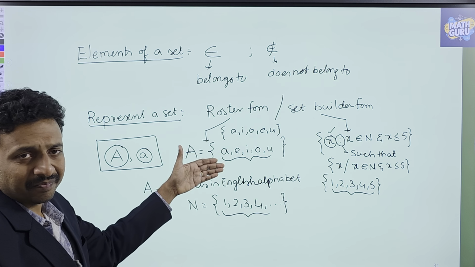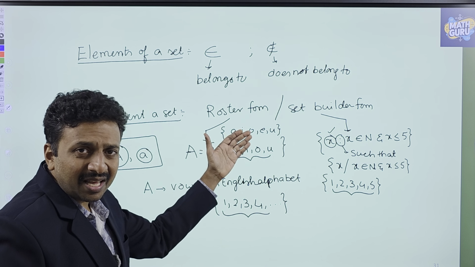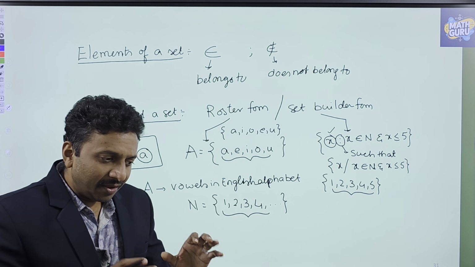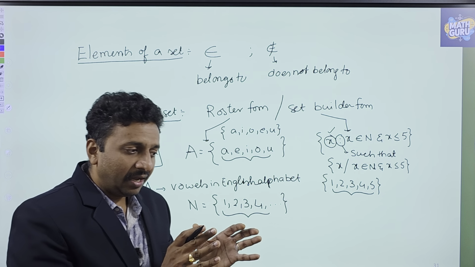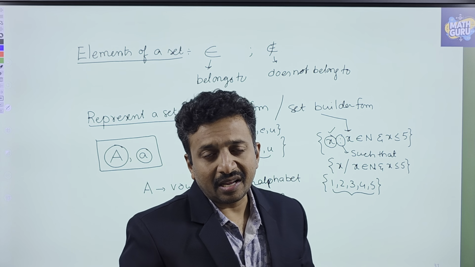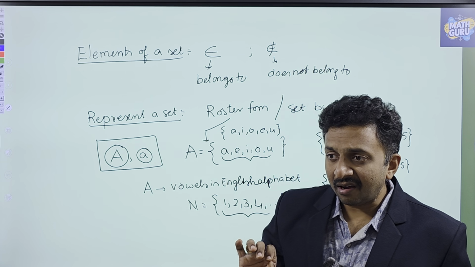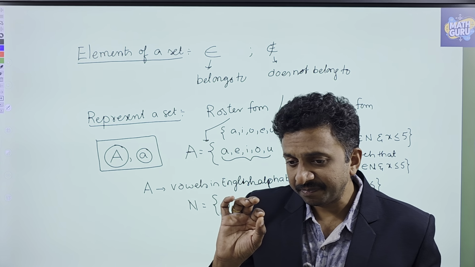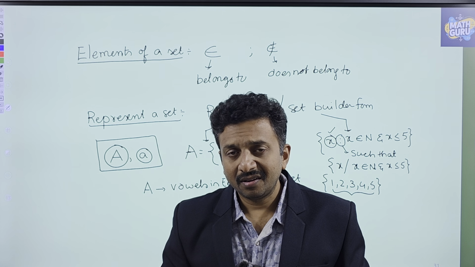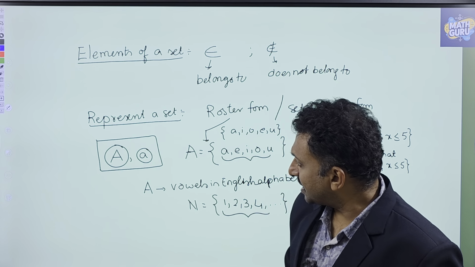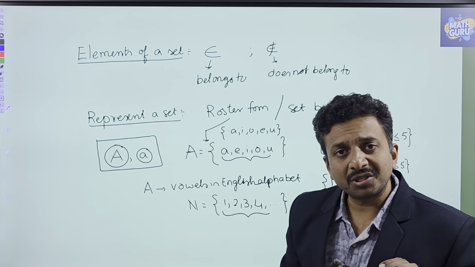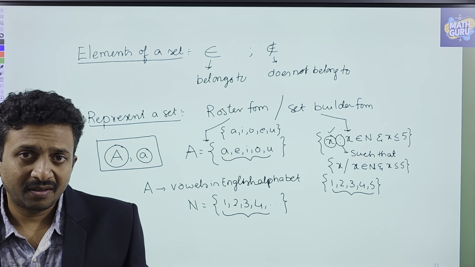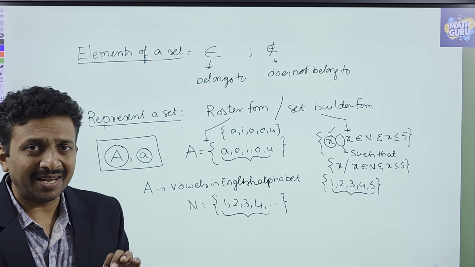So these two sets are same because this set also contains the same 5 elements. This set also contains the same 5 elements. So when you write elements of the set in roster form, the order of the elements doesn't matter. So whatever order you write, as long as the elements are same, the sets are same. And also the second thing is, when you write elements in roster form, you don't write the element more than once. So you write the element only once, one element only once.